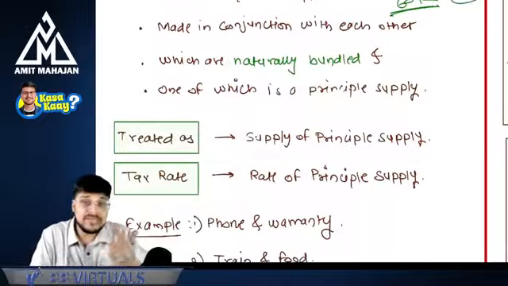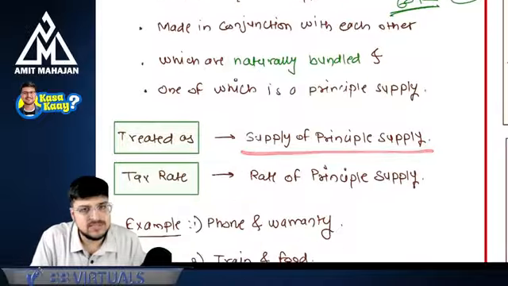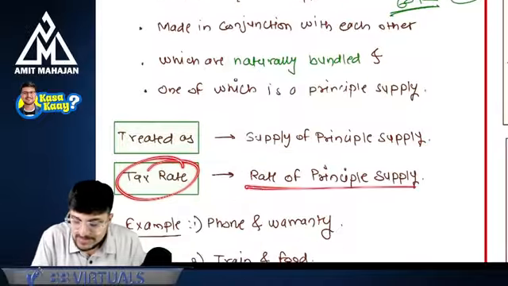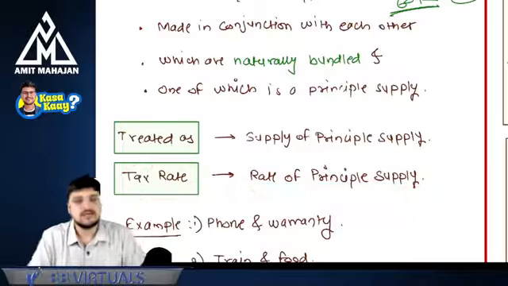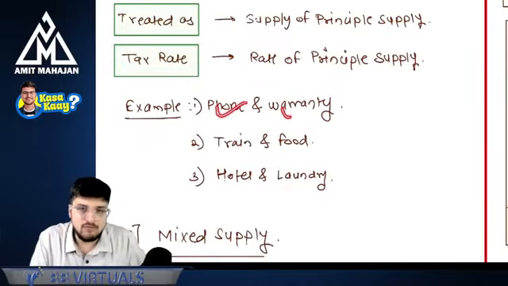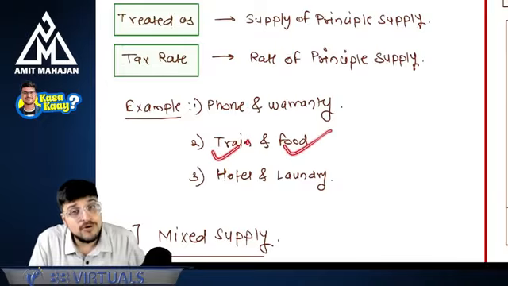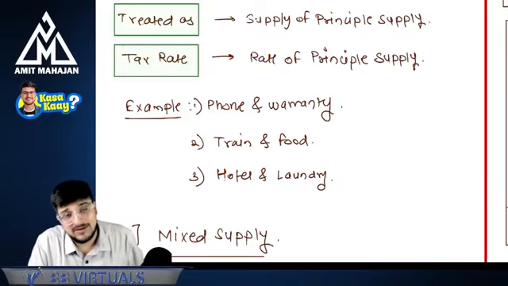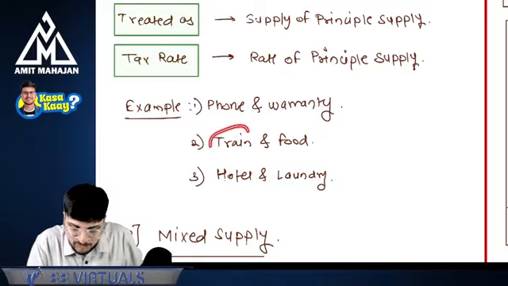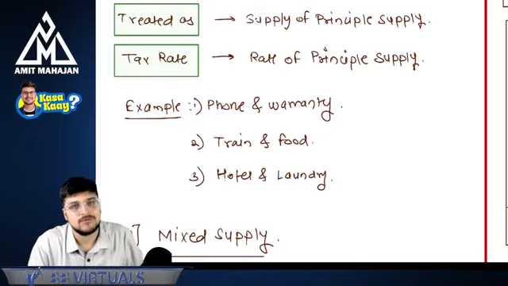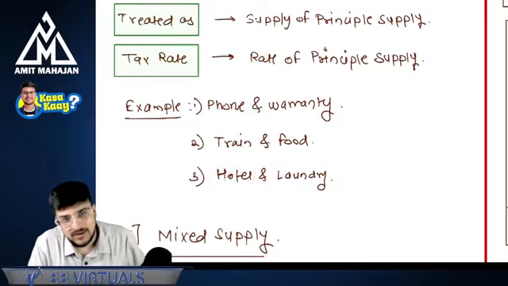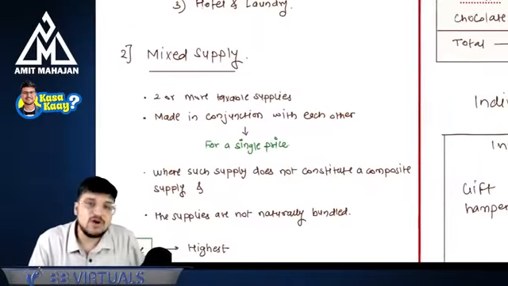Understanding? Then it will be treated as a supply of the principal supply, and the tax rate of the principal supply will be applicable. Let's take examples: phone and warranty, train and food. Can you book a ticket only to have food? No, you have to book a train for the seat and then you can buy food. So these are naturally bundled. Hotel and laundry, correct?